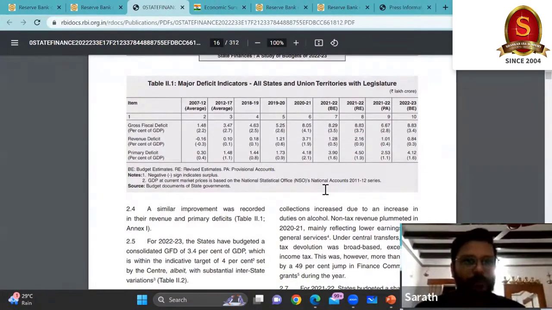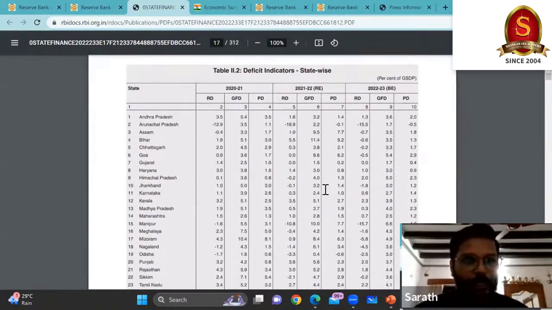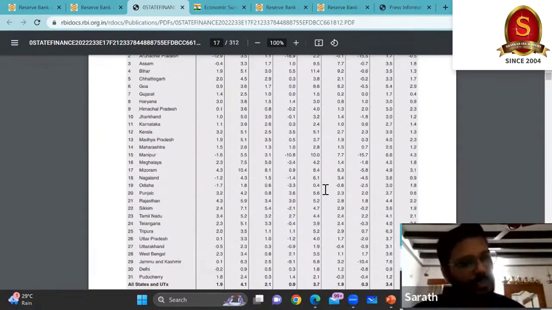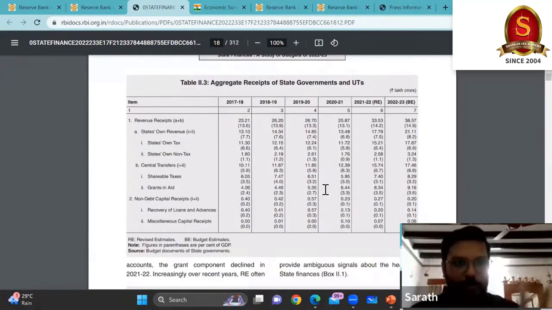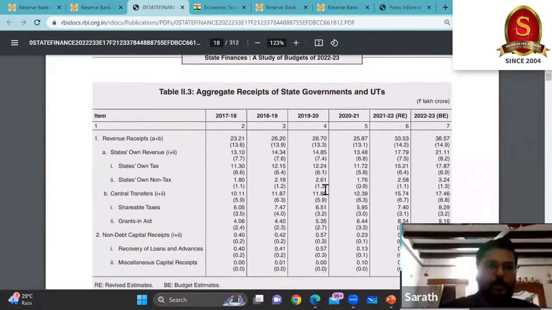So this is the gross fiscal deficit of, I think, all states and UTs with legislature. What is it for the entire states, all states put together? Deficit indicators for individual states, you don't have to worry about this. If there is something unique, that is what you need to look at. So this is the table based on which that particular question is asked.